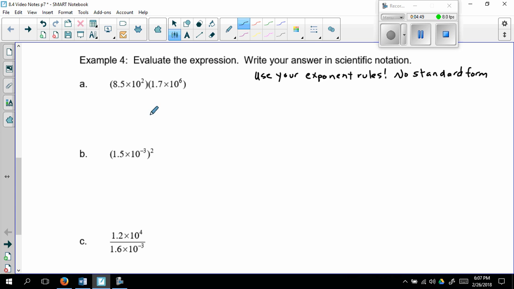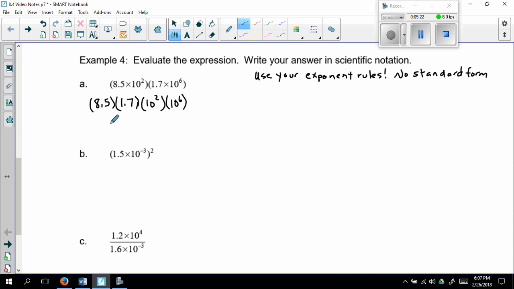Okay, so if I think about this, these two numbers are written in scientific notation, but really all this is multiplying. I know because of the associative property of multiplication, I can group these in different ways. The commutative property allows me to change order. So I'm going to go ahead and put the numbers first. So I have 8.5 and I have 1.7. I then have my exponents, 10 squared and 10 to the 6. Okay, and I'm multiplying. So now I'm going to do my multiplying.